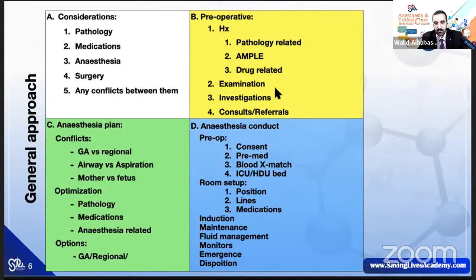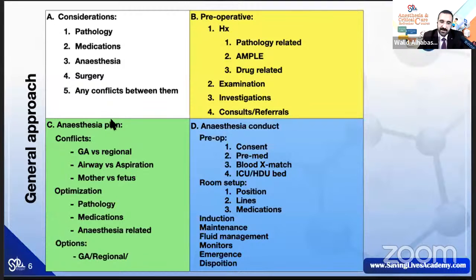Then investigations, what investigations you are putting for in general and for different procedures. Then if you need to consult anyone or to do referrals to optimize the patient before admission to ICU, to anesthesia. So this is the preoperative assessment.